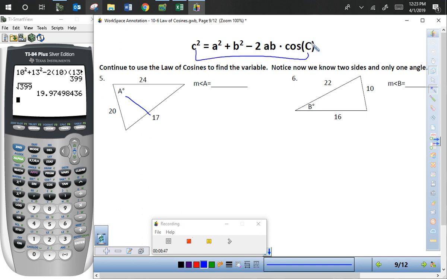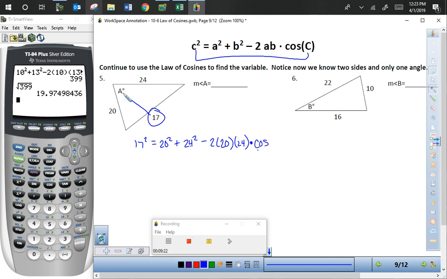Okay, we're still starting with our pair, so we still have to start with our side coming first. In this case, that's not our variable, it looks like 17. So we're starting out with 17 squared equals, then we'll write our other 2 sides just like we did on all the other problems. So 20 squared plus 24 squared. Following that, we have minus 2 times the sides again, 20 and 24. And then times cosine of the angle.